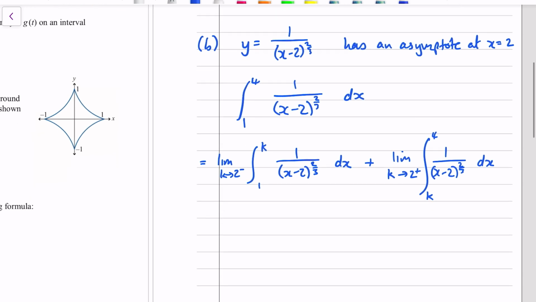Now both of them obviously are the same function, so they've got the same antiderivative. It's a power of negative 2/3. When we increase that by 1, we get 1/3. We divide by 1/3, it's the same as timesing by 3. So we end up with 3 times (x minus 2) to the 1/3 between, this is really dodgy, but I'm just going to write 1.999, etc.